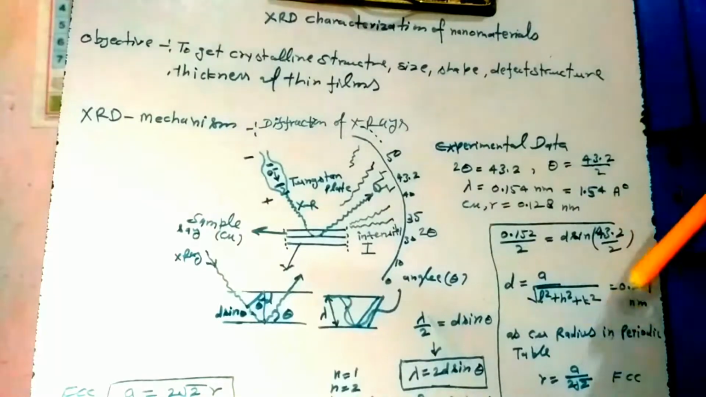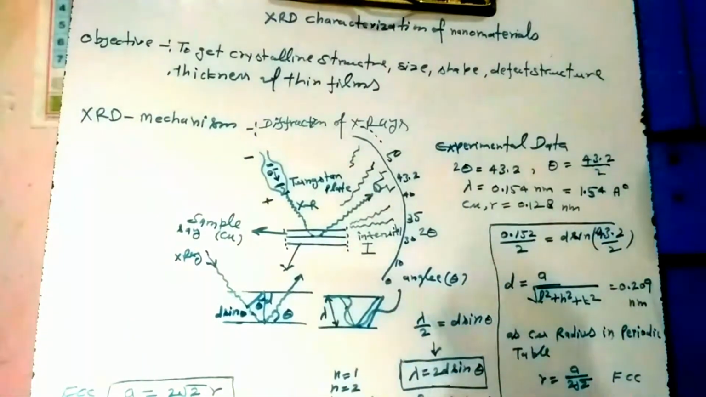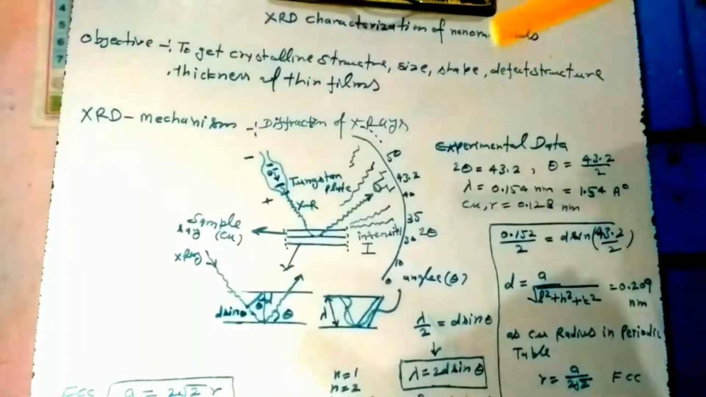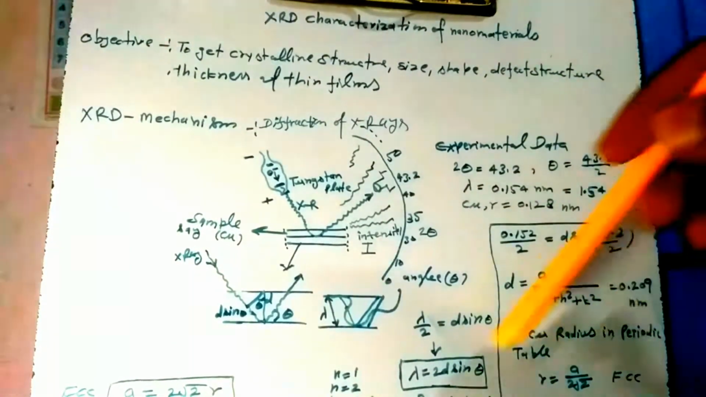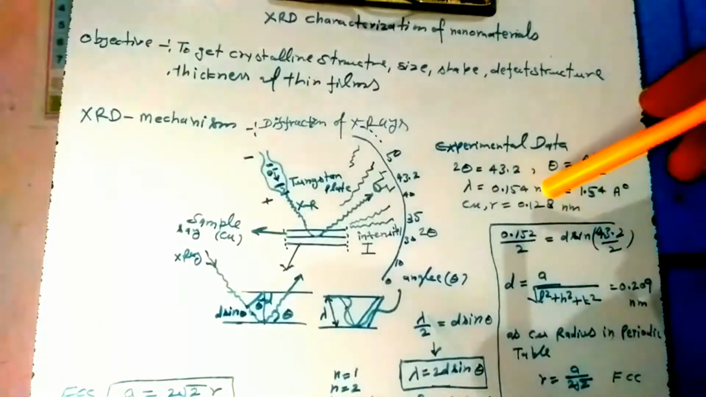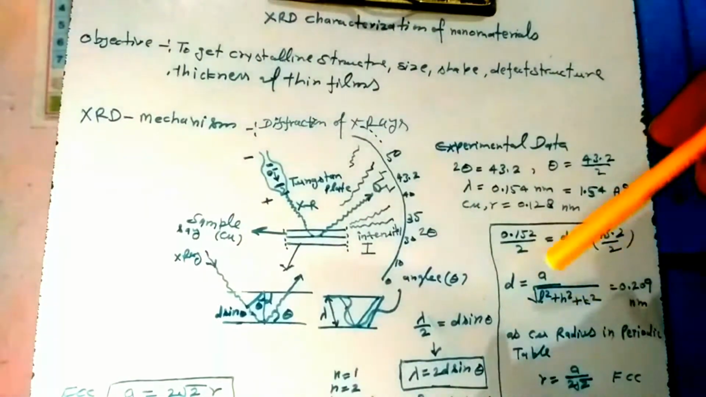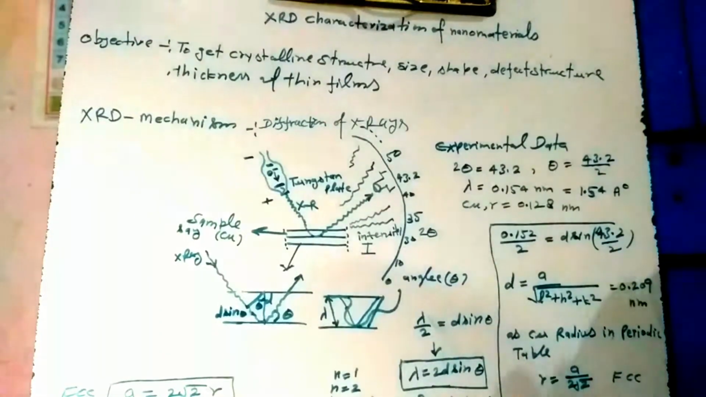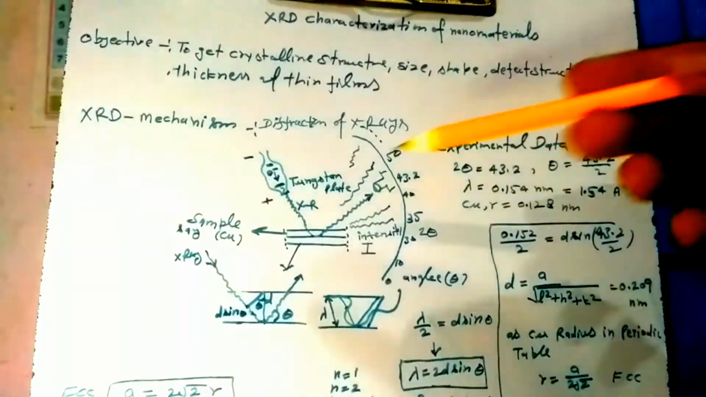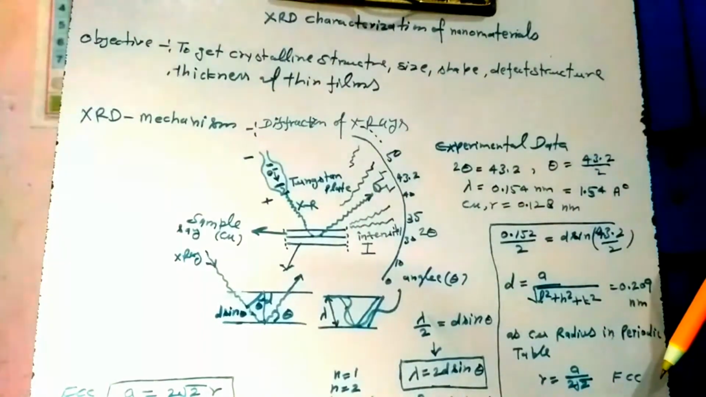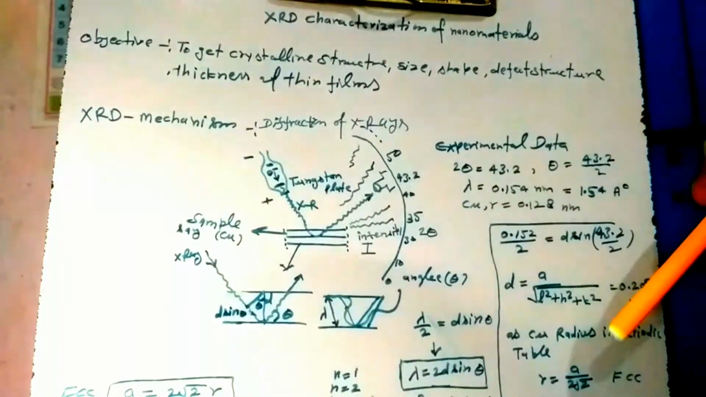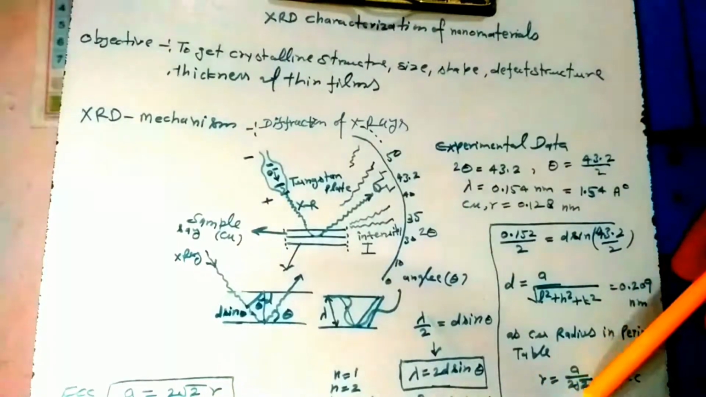When we put this value into that equation, then we can easily find out the Miller indices of the crystal structure. So let us put these values in the equation. As copper radius is 0.128 nanometer, and copper is a face-centered cubic structure, then the radius and the crystalline parameter relation is r equals a upon 2 root 2.